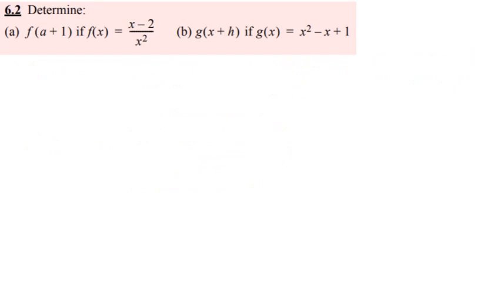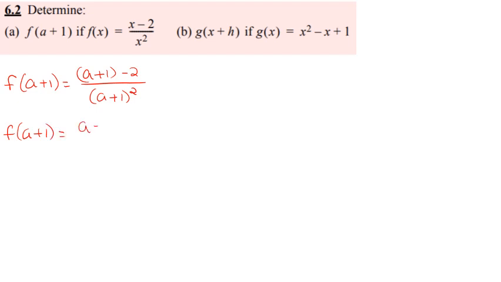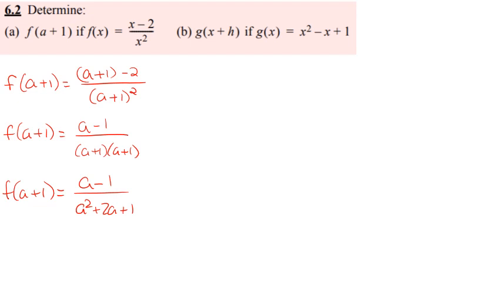Okay, some more practice problems. F of a plus 1, we're going to sub in a plus 1 for x. It's always a good idea to put parentheses because sometimes it affects your answer. So the numerator becomes a minus 1, and the denominator a plus 1, a plus 1. Okay, after you double distribute that denominator, you will get a squared plus 2a plus 1. And that is your final answer.